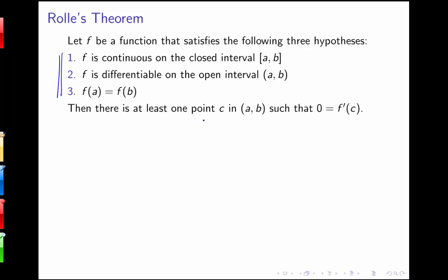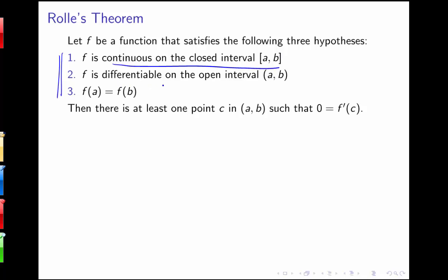then there's going to be at least one point c in an interval (a, b) so that the derivative is equal to 0. So we'll go through these different hypotheses. If our function is continuous on the closed interval [a, b], we've seen that there are some special properties that functions that are continuous on a closed interval have.